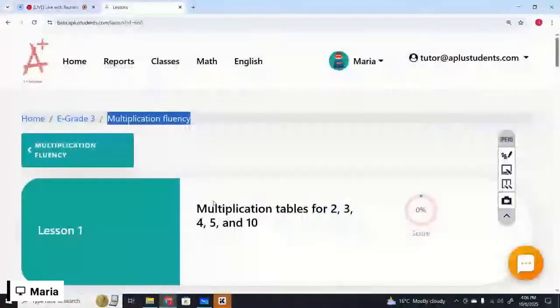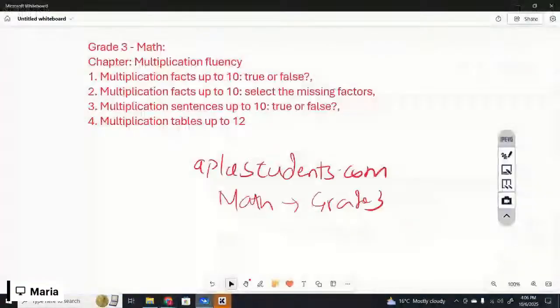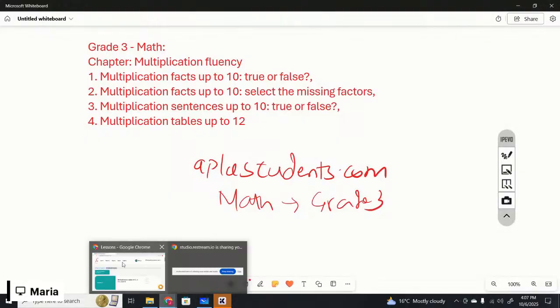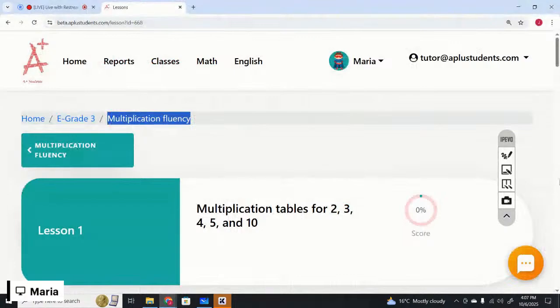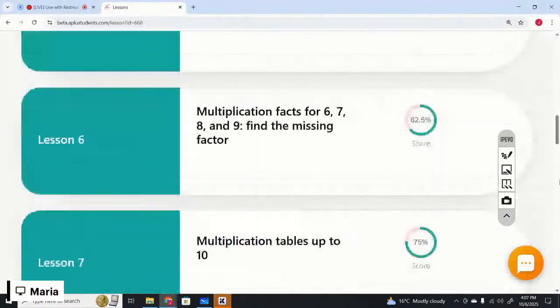So, we are here for grade 3 math. The chapter we're working on is multiplication fluency. The lessons we're going to cover today are multiplication facts up to 10 true or false, multiplication facts up to 10 select the missing factor, multiplication sentences up to 10 true or false, and then multiplication tables up to 12. Please make sure you have your notebook and pencil so that you can note down the important examples and definitions as well.